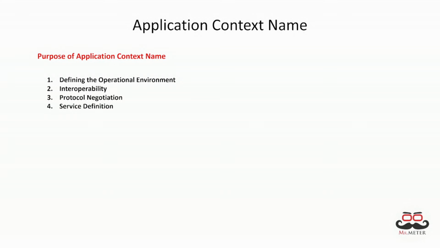Service definition. It defines the services and operations that will be available during the association. This might include specific commands, data formats, or transaction types that are relevant to the application.